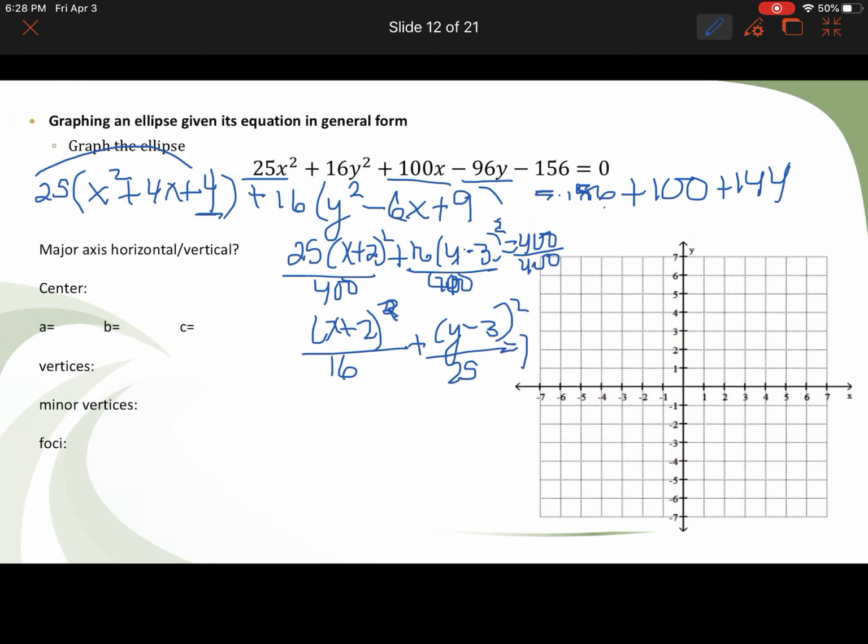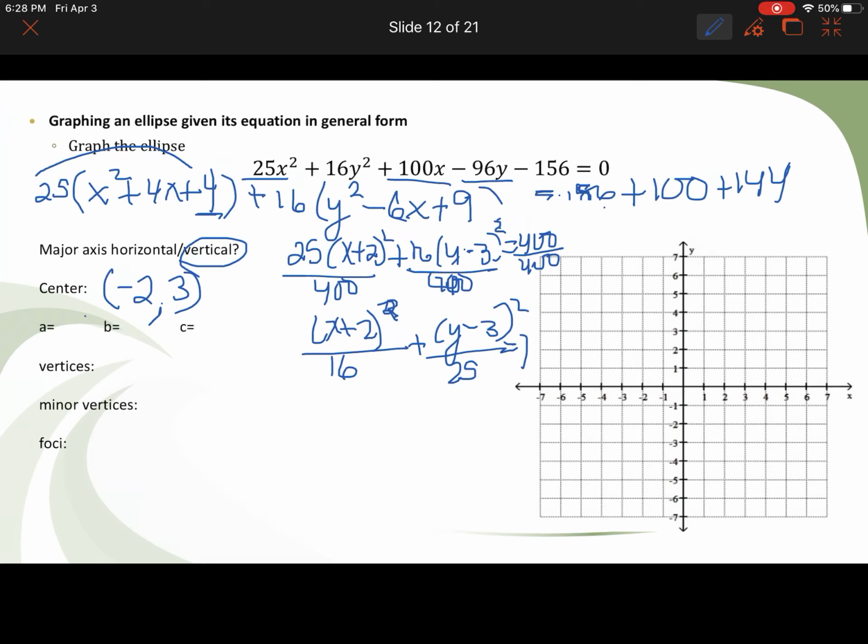Okay, so is it horizontal or vertical? And tell me, and how do you know, right? Think about it. Horizontal or vertical? I hope you said vertical. It's because the 25, the bigger number, is under the y, so it's parallel to the y-axis. Right, the center is negative 2, 3.